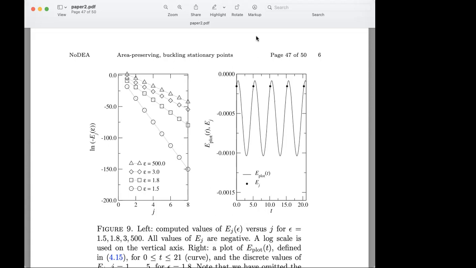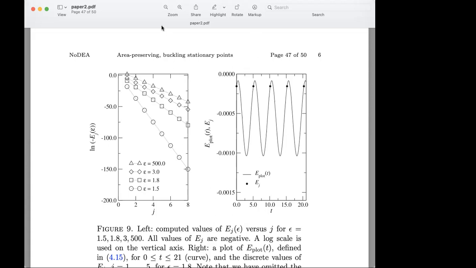But what this tells you is that as you increase j, at least numerically, you increase the energy associated with it for each fixed epsilon. And then as you vary epsilon, that same pattern is reproduced. So the more you buckle, at least numerically, the greater the energy cost associated with it.